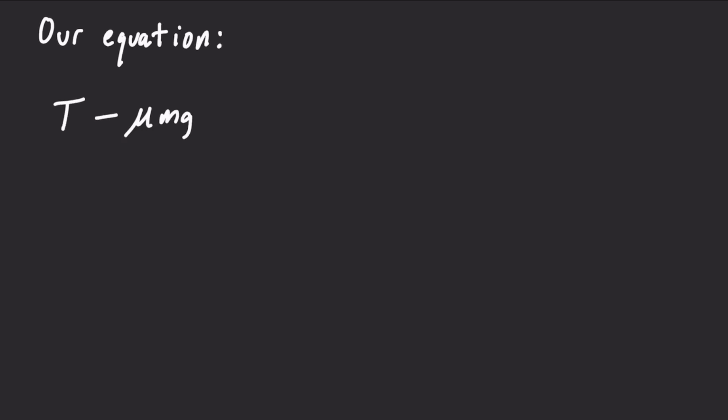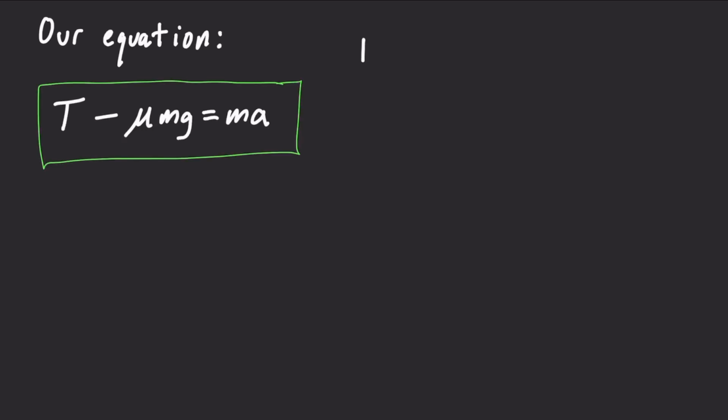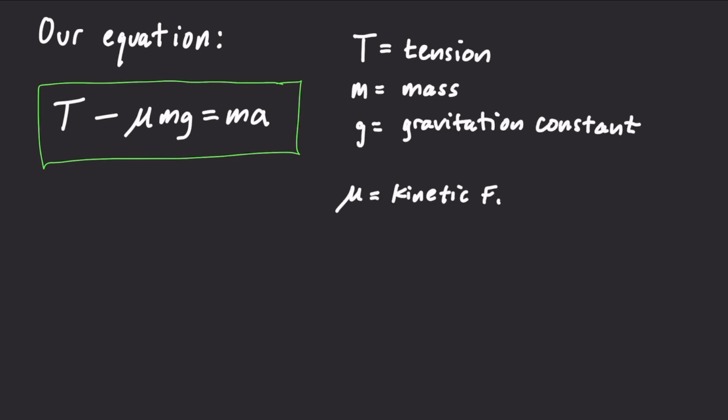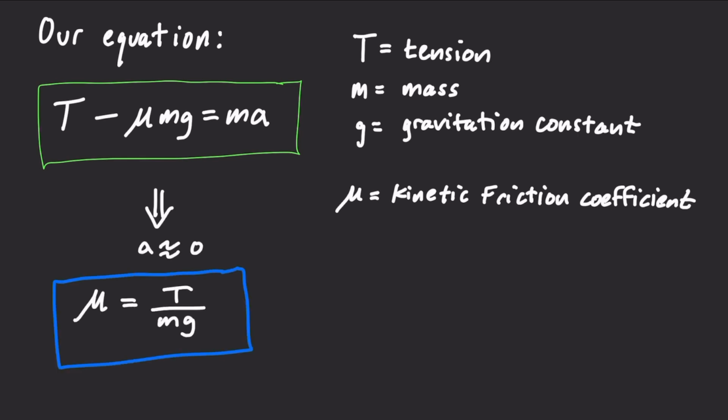To start with, our equation will be rather simple. We've got the tension, we've got the normal force times the coefficient of friction, and the difference between these two equals the mass times the acceleration from Newton's second law.